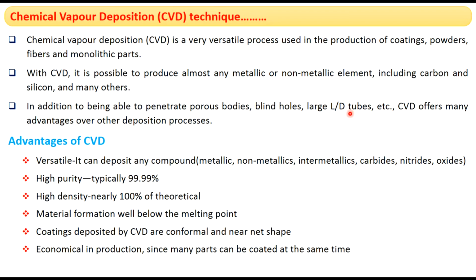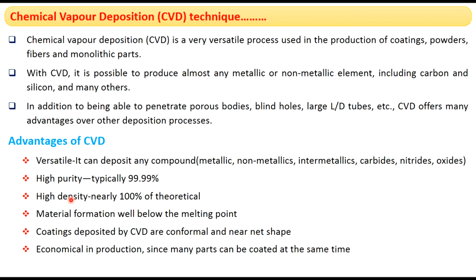Now we will discuss the advantages of chemical vapor deposition technique over the other techniques. First one, versatile. CVD is a versatile technique, and any compound can be deposited, like metallic compound, non-metallic compound, intermetallic compound, carbides, nitrides, oxides. Any compound can be deposited on a substrate. Next advantage is purity. So we can get pure deposits. Typically 99.99% pure deposits can be obtained by chemical vapor deposition technique.